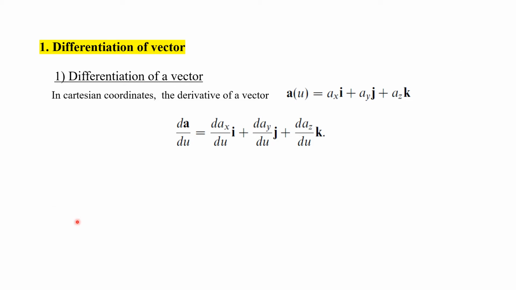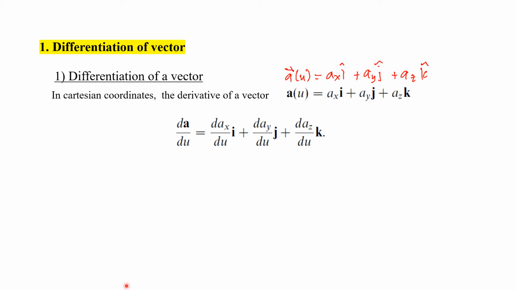Just remember that if we write this by hand, we write vector A(u) as Ax i-hat plus Ay j-hat plus Az k-hat. This is just for reference, for example if you see other ways of writing this vector.